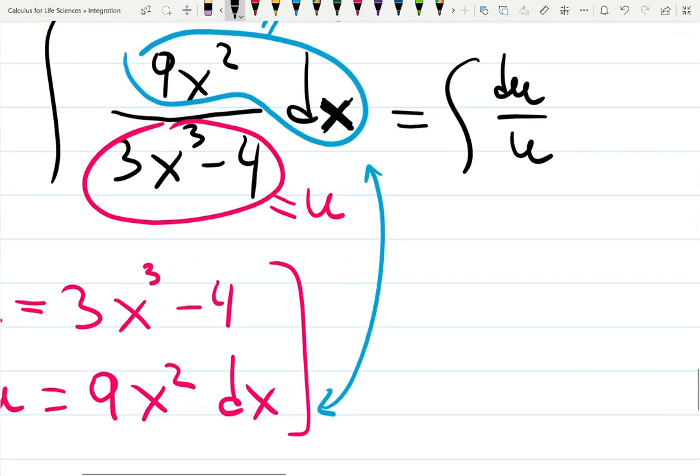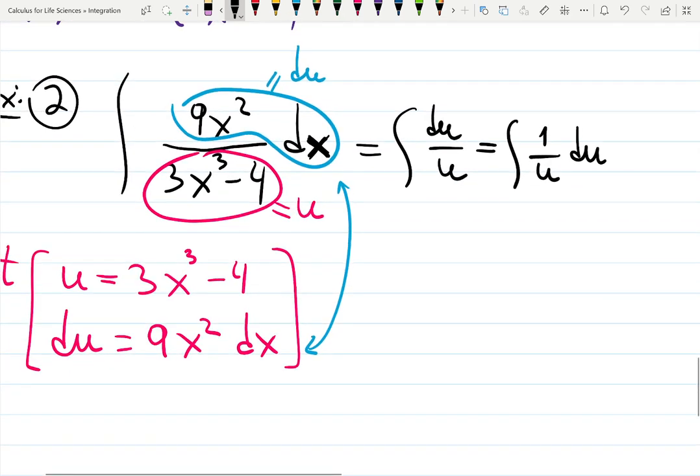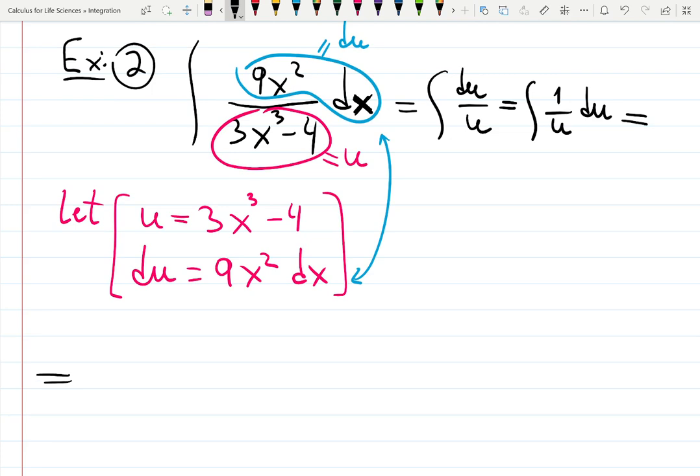Du over u. What is the integral of du over u? If you don't know, rewrite it just like you mentioned as 1 over u times du. Now you know this integral. You see, I just took it out. So 1 over u times du. Does that make sense? What is the integral of 1 over u times du? ln. I'll put an equal sign and I'll go below the box. ln of u plus c.